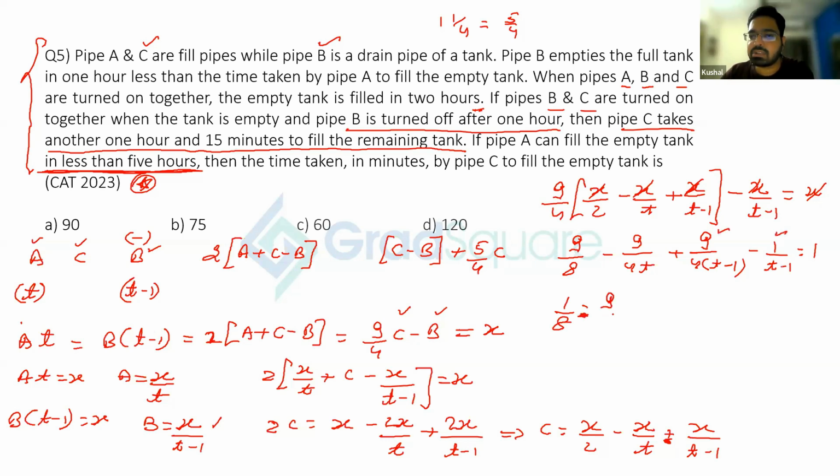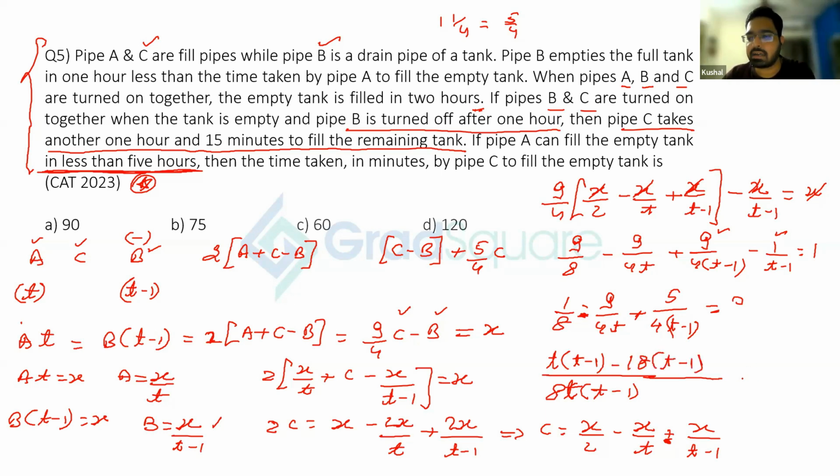So let me write down this as 9 by 4t, and let me write down this as 5 by 4 times of t minus 1. And this turns out to be equal to 0. So we will try to solve this particular equation over here and take 8 times of t into t minus 1 as your LCM. And if you solve this further, then what you get over here is t times of t minus 1 minus of 18 times of t minus 1 and 10 times of t is turning out to be equal to 0. So we will just try to solve this particular equation.